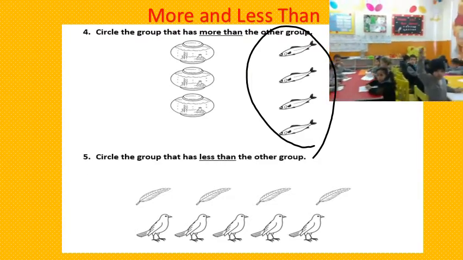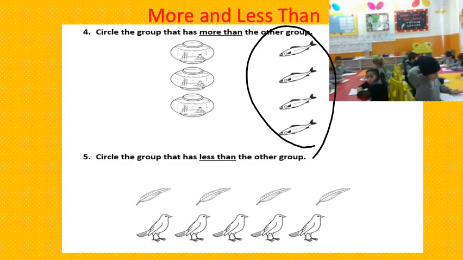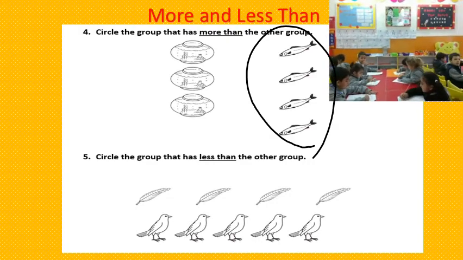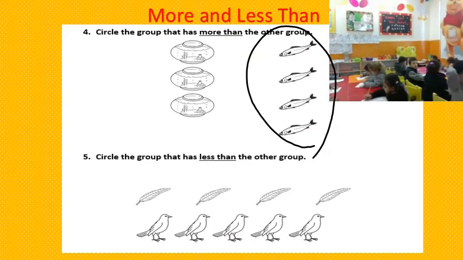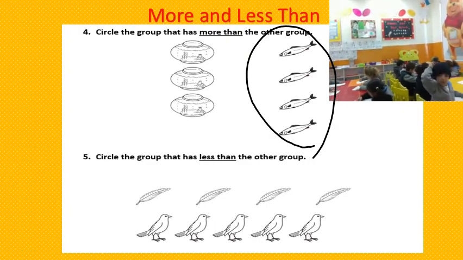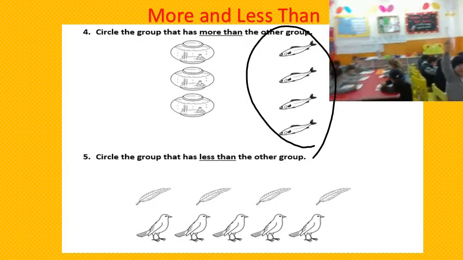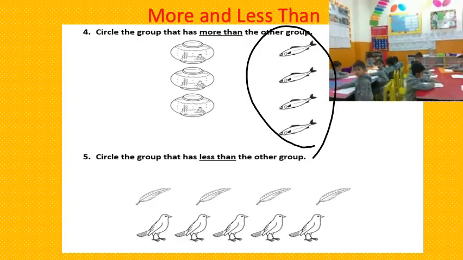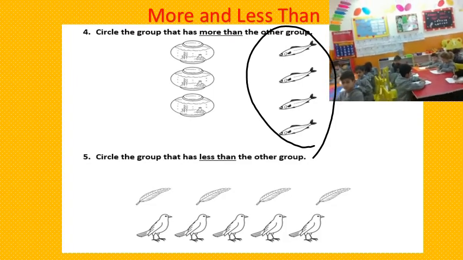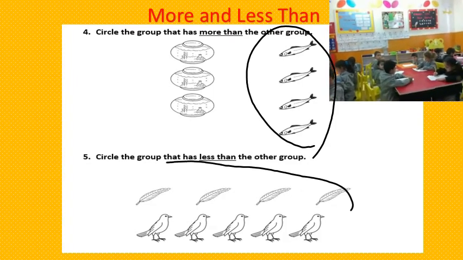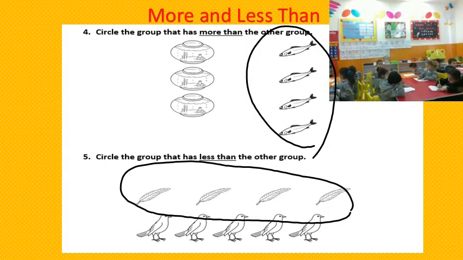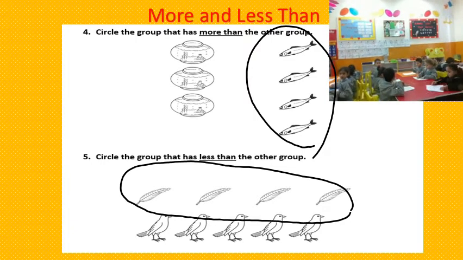Number 5. Now we're focusing on less than. Circle the group that has less than the other group. We have feathers and we have birds. Which one has less? Rasha. The feathers. Excellent. How many feathers do we have? How many birds do we have? 5. Okay, so I should circle the feathers.